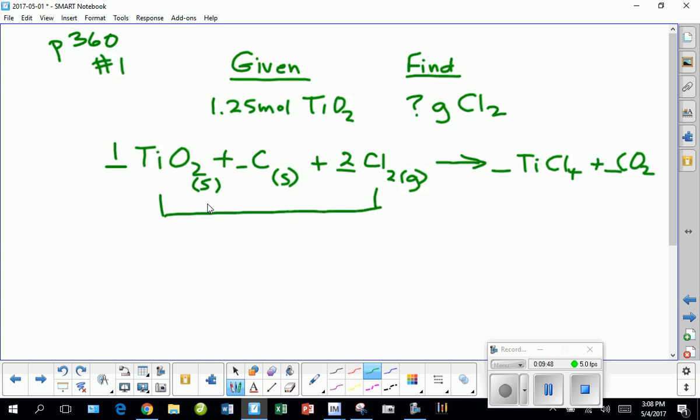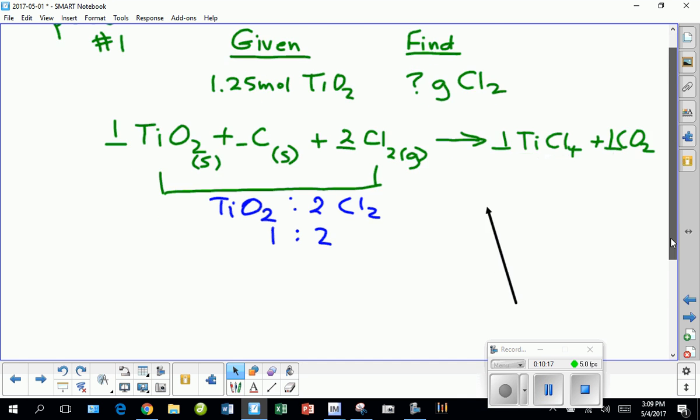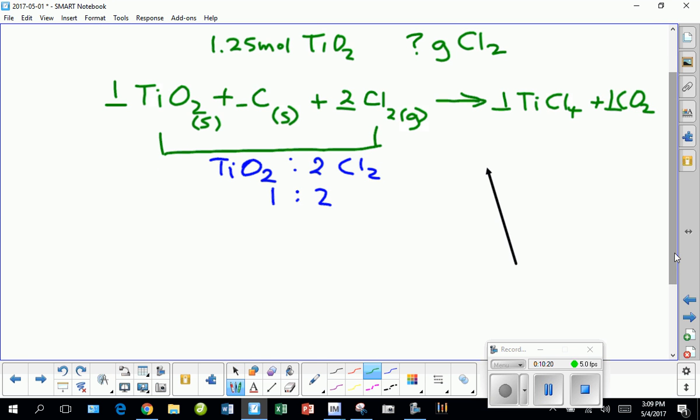Oh, this is great. Makes life much easier. Okay, so these guys are all 1. But these are the only 2 things that we have to worry about. So this guy here is related to this guy here. And the relationship is 1 to 2. So I got TiO2 to Cl2, 2 of those, so it's a 1 to 2 relationship. Now we do our given over 1. 1.25 moles. Are you starting to see that there's a fairly regular way that these things go?